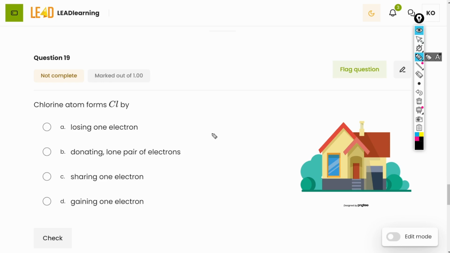Question 19. Chlorine atom forms chloride. Now chlorine atom has the proton number 17. That means it also has 17 electrons. So if we should do the configuration, first shell takes 2, second shell takes 8, the next shell takes 7.